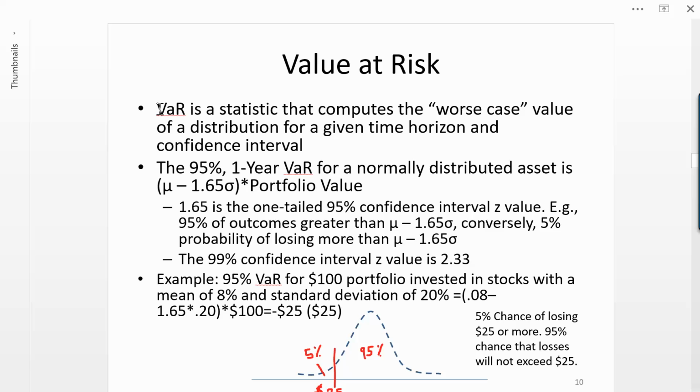And this also leads to a statistic called VAR, or value at risk. VAR tells us the worst case scenario for a portfolio. What is the worst case loss for a portfolio? Well, it's not really the worst case. It's the worst case in a probabilistic sense.